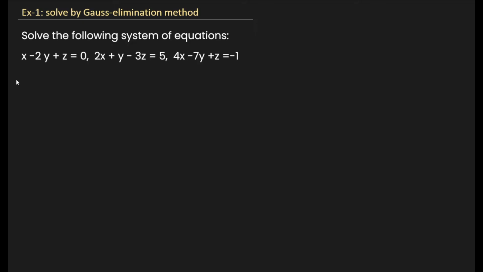So पहले हमें क्या करना होगा? स्टेप 1 में क्या था? After getting the linear equation, first we have to write this equation in the form of ax equals b. ठीक है, पहले हमें इसे ax equals b form में लिखना होगा. So this implies A means what? Coefficients of the first equation 1, minus 2, then 1. Then second equation 2, 1, then minus 3, and then 4, minus 7, 1.